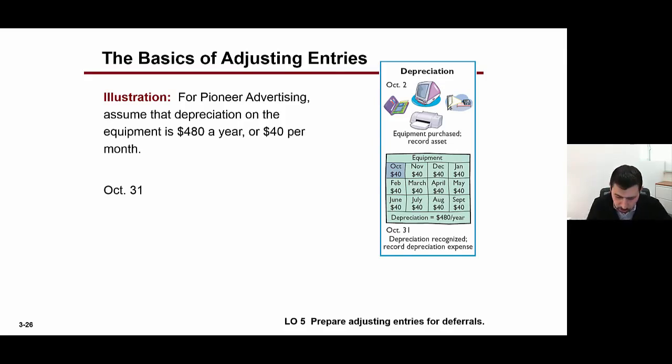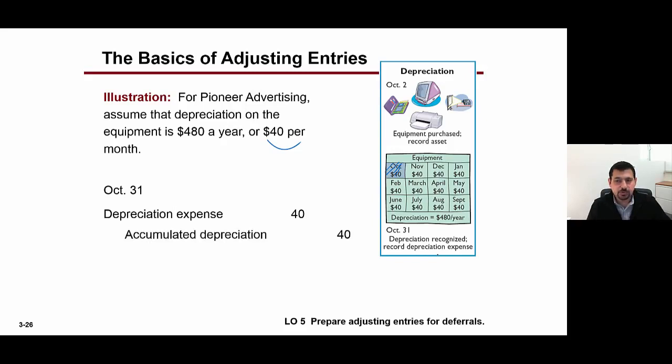So originally, this here, it's $480 per year or $40 per month. So what's happening is that every month, this amount, the depreciation that we recognize, will be recorded as depreciation expense. This will be recorded as a debit to depreciation expense, $40, and then we credit accumulated depreciation.